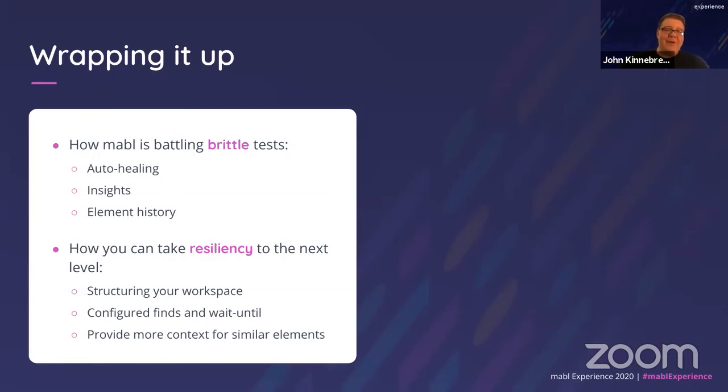So wrapping it up, we've talked a lot about what Mabl's doing to battle brittle tests and provide better resiliency, things like the auto healing and adaptation, as well as how you can get more visibility and control in these processes through the insights and the element history. And then we've talked some about how you can really take that resiliency to the next level. Things like setting up the environments and how and when you run plans and tests in your workspace, as well as being able to configure finds and the similar wait until option that has the same kind of options but is a separate step, as well as providing more context when Mabl sees a bunch of similar elements like with a table or a grid.